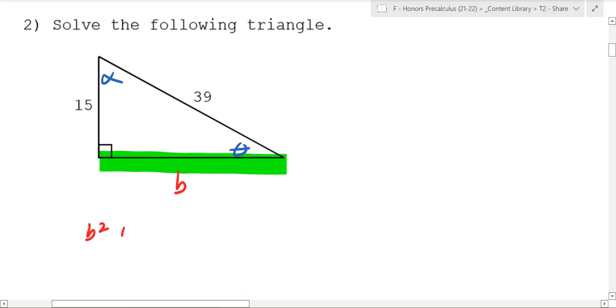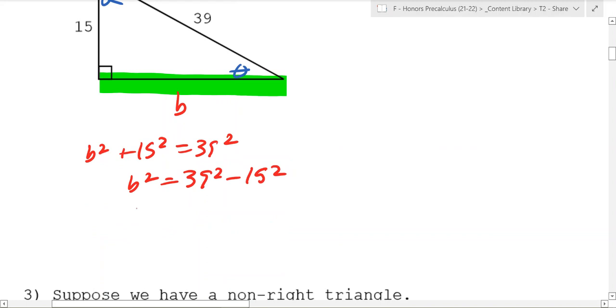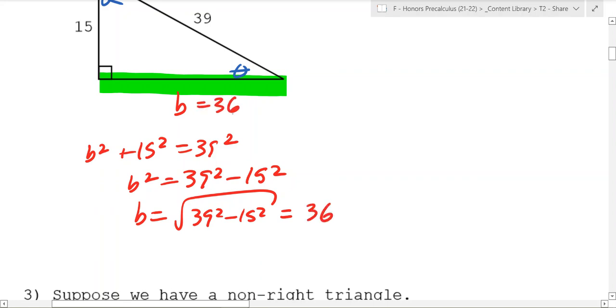So b squared plus 15 squared is equal to 39 squared. So b squared is equal to 39 squared minus 15 squared. And when you do this out on your calculator, which you can also do by hand if you so choose, you're going to end up with 36. So this base is 36.